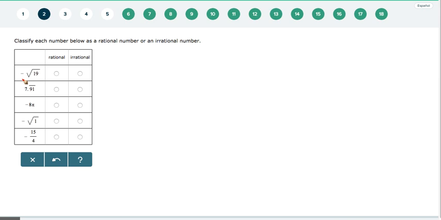So, negative square root of 19. Now, if we have a square root, I need it to be perfect. Okay, so for it, this number has to be a perfect square. Is 19 a perfect square? Nope. Since it's not a perfect square, it's irrational. Actually, let me fill this in a little bit better here. Okay.